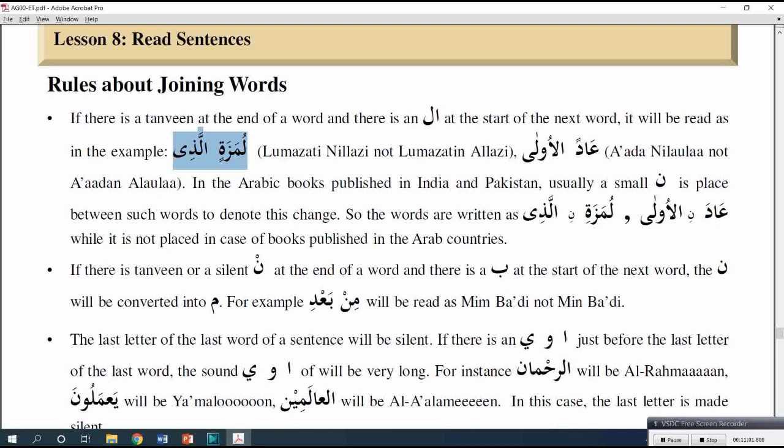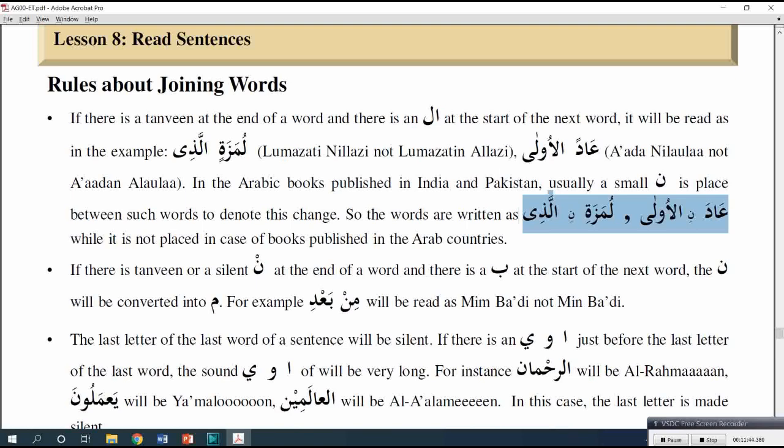Similarly, in this example, you can see adan al-ula, but when they merge, adal ula. So actually this tanween you have to merge in that way. In some other words the noon becomes separate, like this example, ada nil ula, ada nil ula. Similarly, lumazatin nillazi. So this appears in that way.